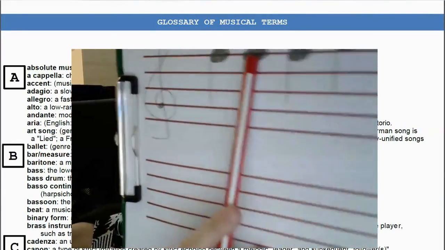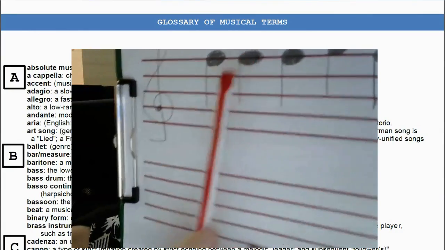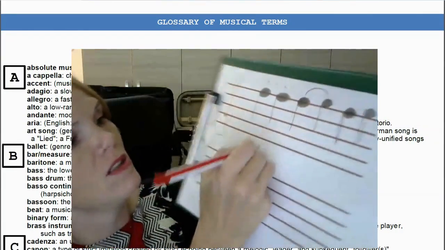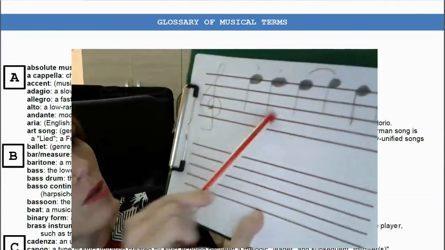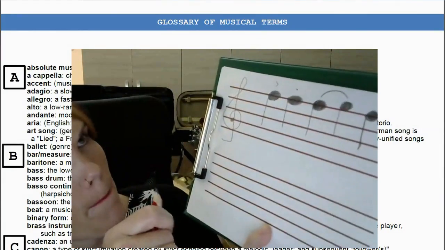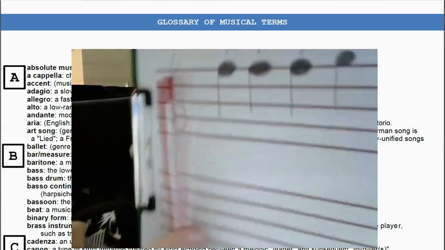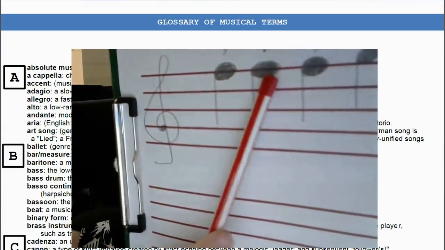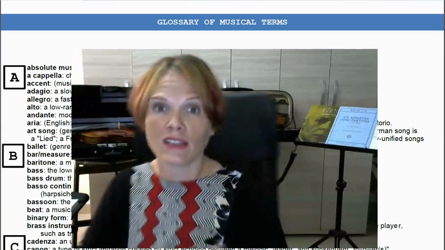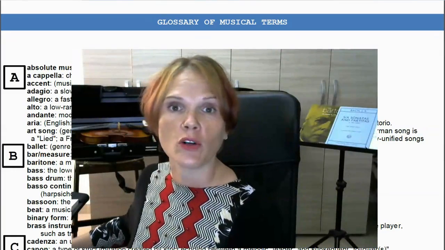This one with a dot on the top or bottom, depends. If it's like this, the dot is gonna be below the note. It means that it's a staccato, short.